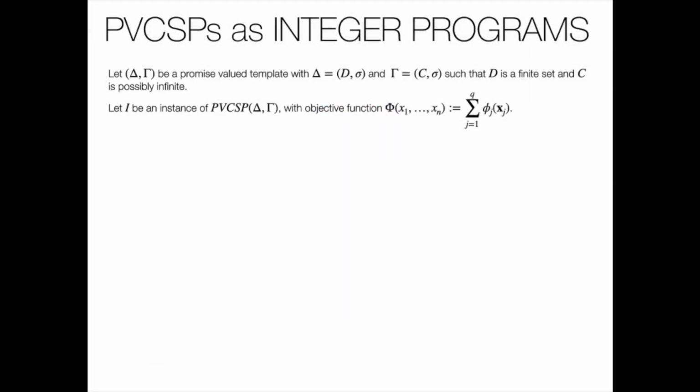In our setting, we are given a promised valued template, that is, a couple (Δ, Γ) of valued structures over the same set of cost functions σ and with domains D and C respectively. We assume that the domain D is a finite set and that the domain C is an infinite one. Let I be an instance of PVCSP(Δ, Γ) with objective function Φ of x1 up to xn given as the sum for j running from 1 to q of the cost function φj from σ applied to the tuple of variables xj.